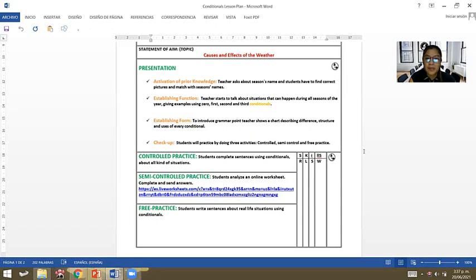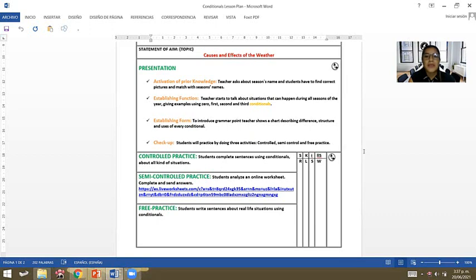And finally, the checkup. The checkup are the activities that the students do according to what they have learned in the lesson. In this case, students will practice by doing 3 activities: controlled, semi-controlled, and free practice. To review these activities, I can say that the controlled one is where the teacher practices with the students, and there is only one correct answer. So the teacher will have the control of the answers and, of course, of the class.